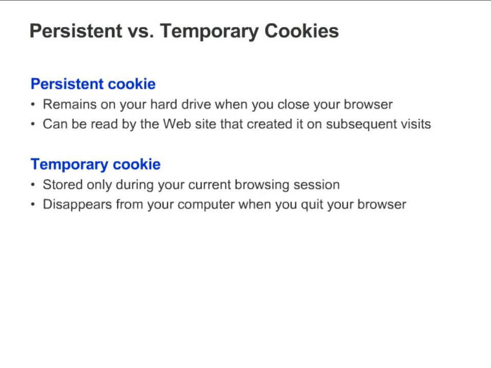Persistent cookies have an expiration date and remain on your computer even when you close your browser or shut down. On return visits, persistent cookies can be read by the website that created them. Temporary cookies do not have an expiration date, as they are only stored for the duration of your current browser session. As soon as you quit your browser, temporary cookies are destroyed.